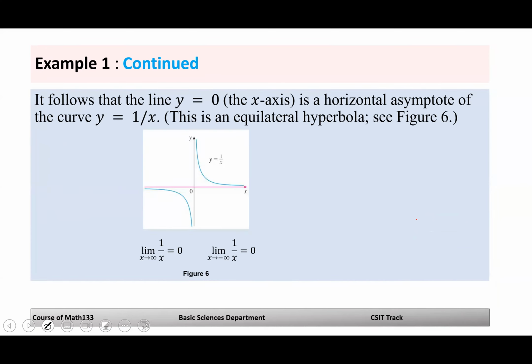So we say that y equals 0 is a horizontal asymptote for the function 1 over x. Here is the graph of the function, and clearly we have this horizontal asymptote here, y equals 0. This is the horizontal asymptote.